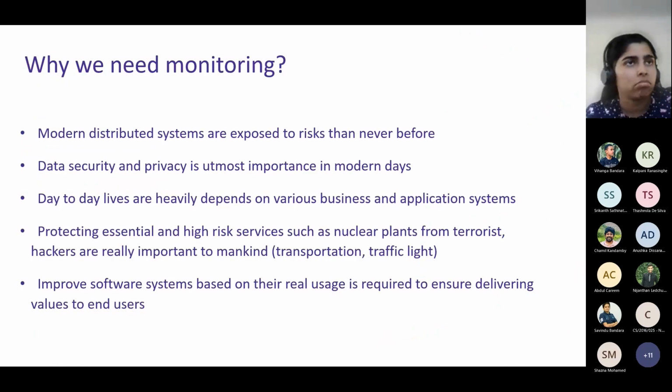Like we know, modern systems are mostly exposed to the internet, and most systems are developed as distributed systems. So there is always a risk for these types of implementations. There can be several attacks on these systems. So we need to do continuous monitoring to identify that type of risk for these systems.